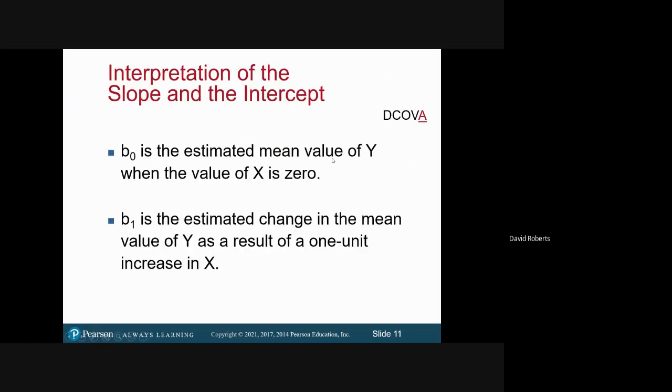So B0 is the estimate of the mean value of Y when X is 0, which is a fancy way of saying the Y-intercept. And B1 is the slope. It's the estimated change in the mean value of Y as a result of a 1 unit increase in X.